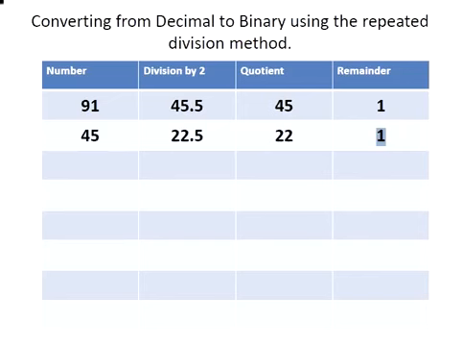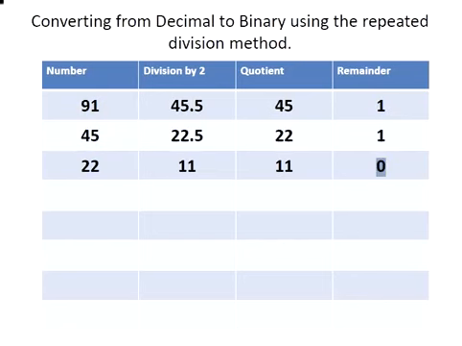So we're going to bring down 22. Divide that by 2, we get 11. The quotient is 11. And the remainder is going to be 0. Now, here I'll draw your attention to the fact that both 91 and 45 are odd numbers, so that's why we get a remainder of 1 here. And 22 is an even number, so that's why we get a 0 here. So odd, get a 1, even, get a 0.